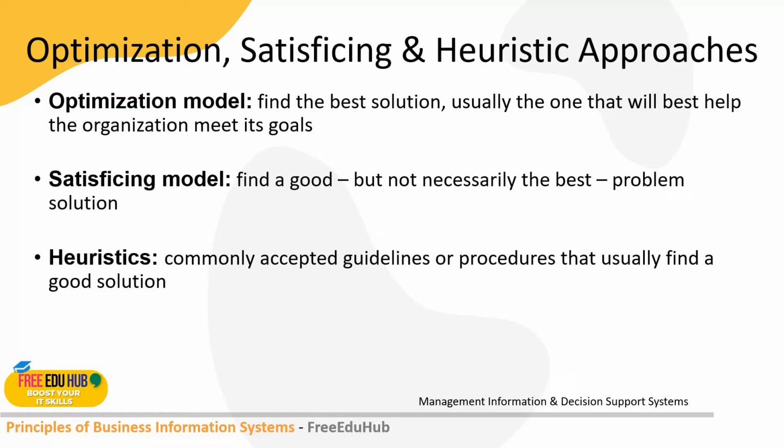Then we have the satisficing model. It's a good but not necessarily the best problem solving solution. Satisficing is usually used because modeling the problem properly to get an optimum solution would be too difficult, complex, or too costly.